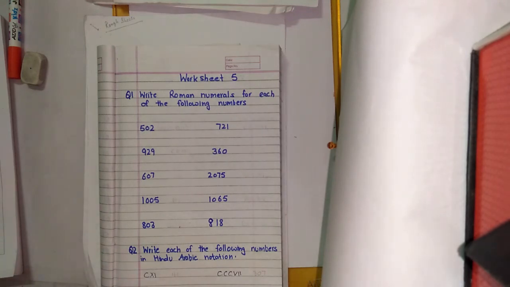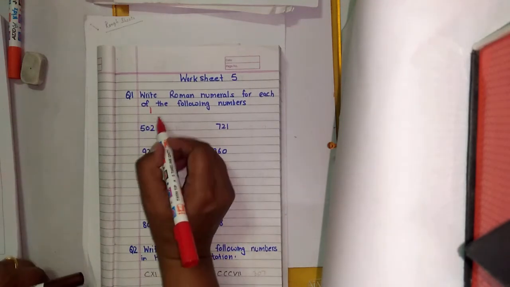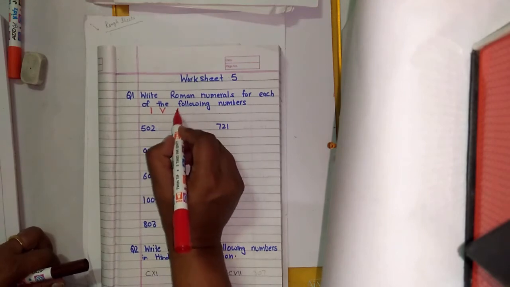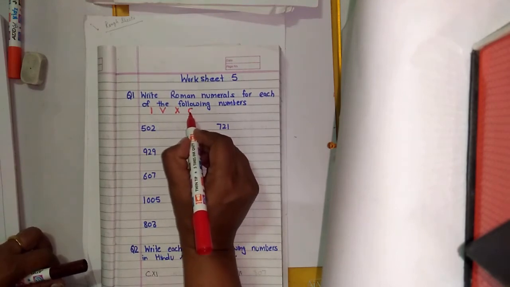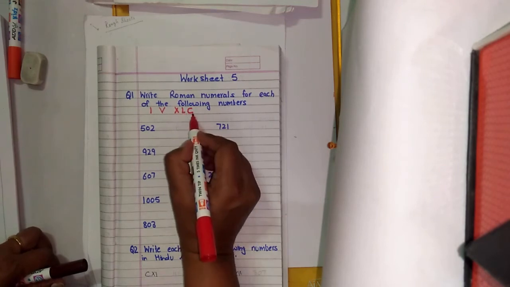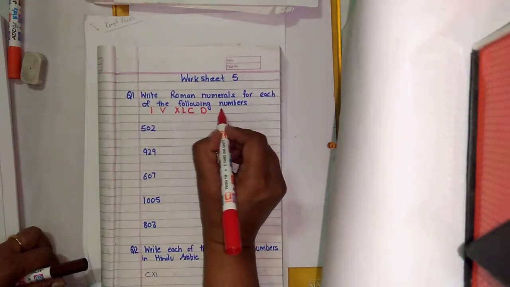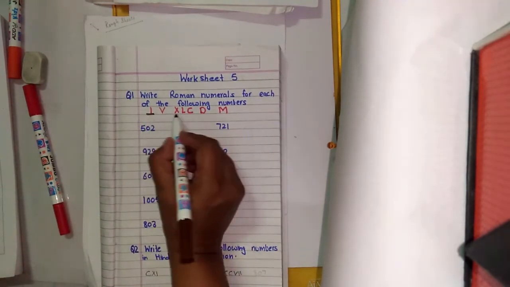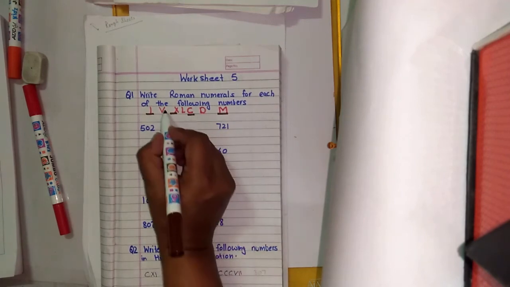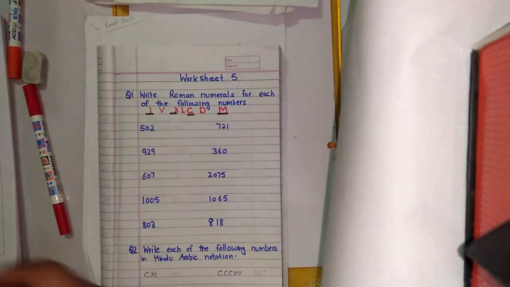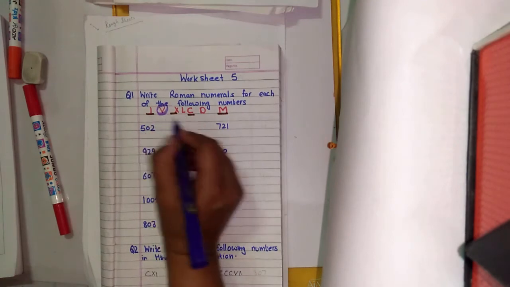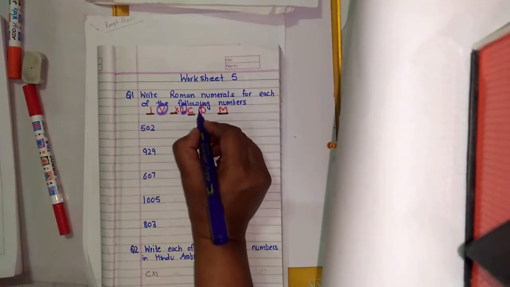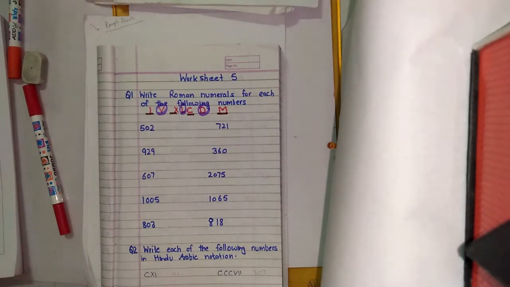And this is my rule: before starting writing Roman numerals, I always mark the symbols I, V, X, L, C, D and M. These can be repeated 3 times, but these 3 symbols cannot be repeated. V cannot be repeated, L cannot be repeated, D cannot be repeated. Roman people use only 7 symbols to write any number.